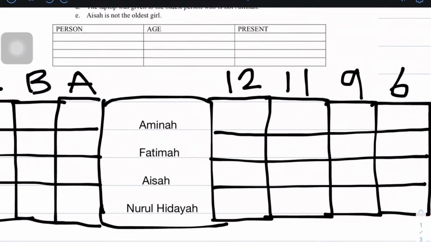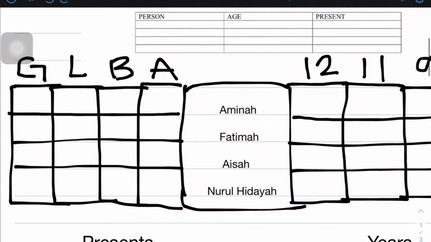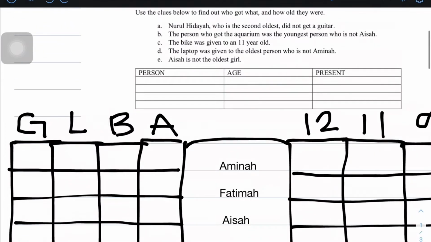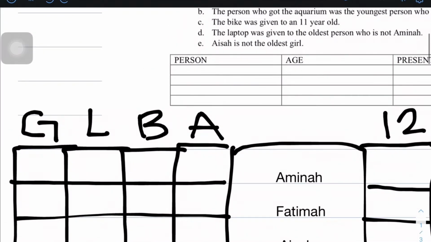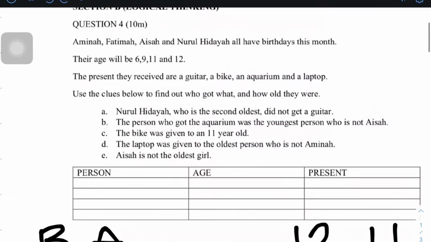As you can see from the table, my right hand side represents the girls' ages, while my left hand side represents the presents that the girls get. On the left hand side, A represents aquarium, B represents bike, L represents laptop, and G represents guitar. First and foremost, in order to answer this question, we must read the clues below.